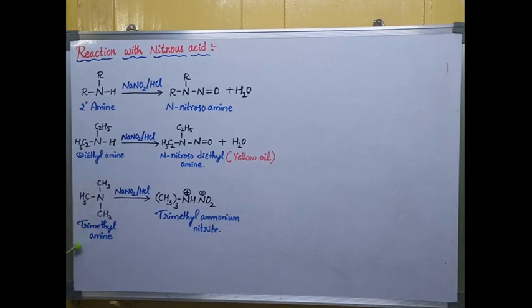Now I'm taking triethylamine or trimethylamine, which is called a tertiary amine. When this tertiary amine reacts with nitrous acid, it produces trimethyl ammonium nitrite, which is a quaternary ammonium salt. So we can say that primary amine reacting with nitrous acid produces alcohol. Secondary amine reacts with nitrous acid to produce nitrosamines. Tertiary amine reacts with nitrous acid and produces quaternary ammonium salt. So here the products are different in the case of the three amines.